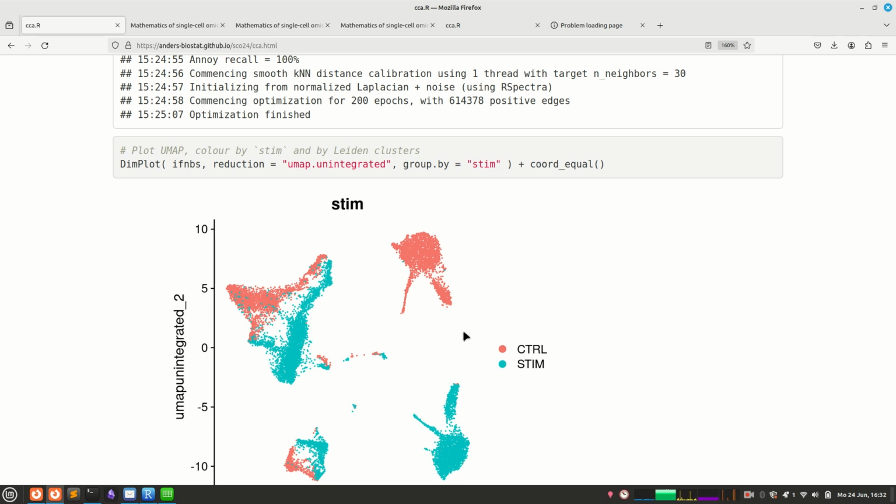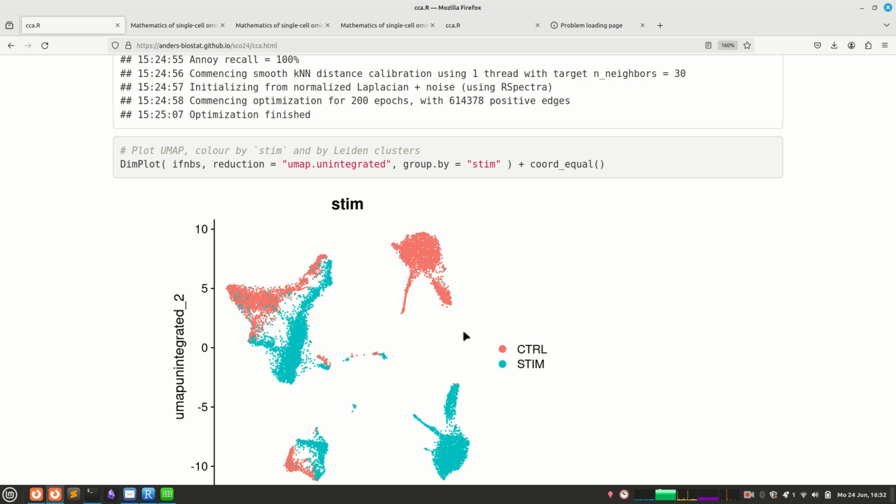If we then later take our stimulated cells and project them into the principal component space spanned by the PCA of the control cells, most of the stimulation effect will vanish.